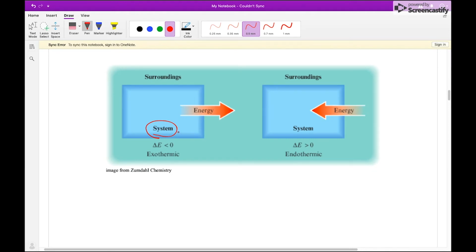In physics, they have some weird ways of doing that. Mr. Bergman here teaches physics. They sometimes define differently what the surroundings are and what the system is. But for this case, let's just talk about the simple version.